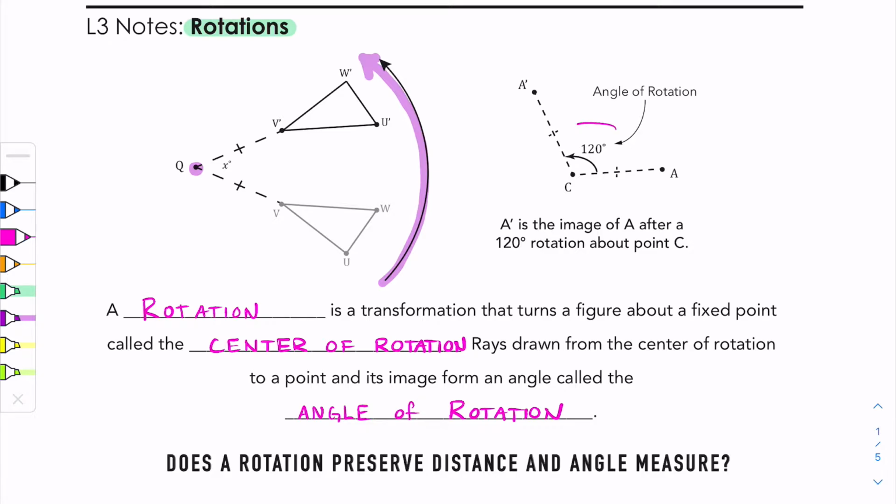You can see that up here. This is the angle of rotation. The angle is formed by two rays. That goes back to Unit 1, so some vocab from Unit 1.